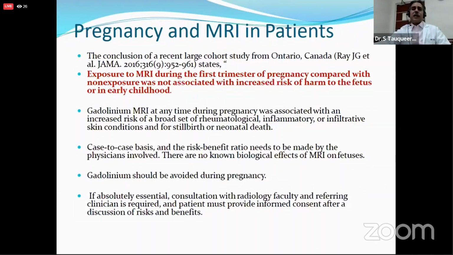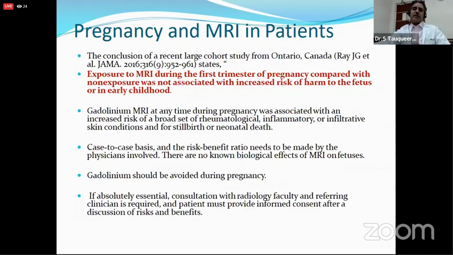We do fetal MRIs where we try to understand the growth abnormality in the fetus based on the ultrasonography findings. So fetal MR echocardiography is also performed. Cardiac MRI, fetal cardiac MRI is also performed. So later on, absolutely safe.